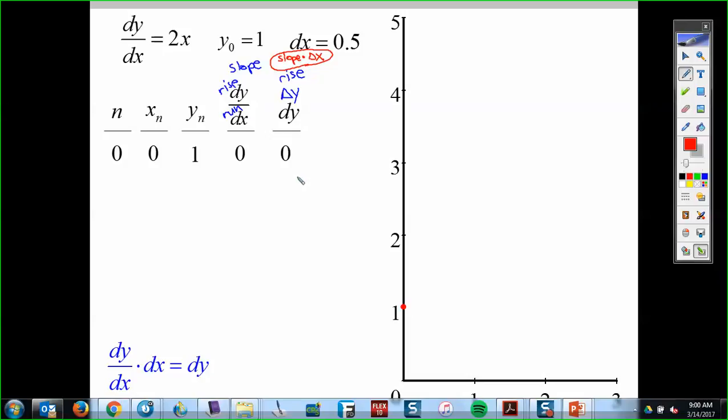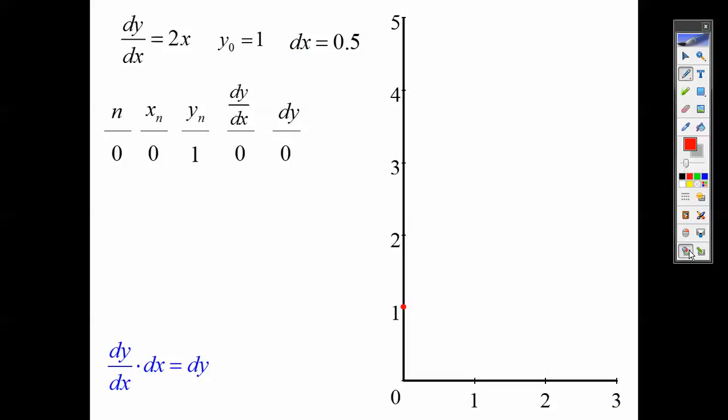What's going on is we're saying, okay, we're starting here. The slope is 0. So if I go over 0.5, how much am I going up? 0. Right? That's what we're doing. So earlier, remember what I said. Euler's method is about figuring out the slope, which tells you how much to go over and up. And so now that means we're going to go up 0.